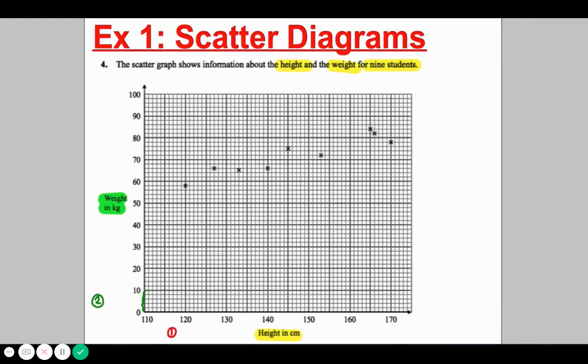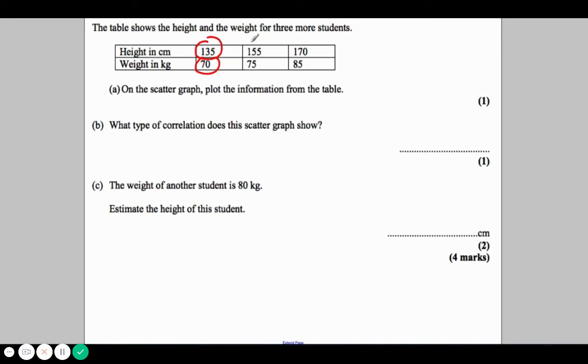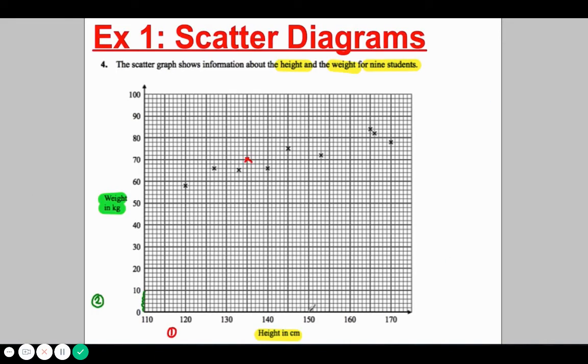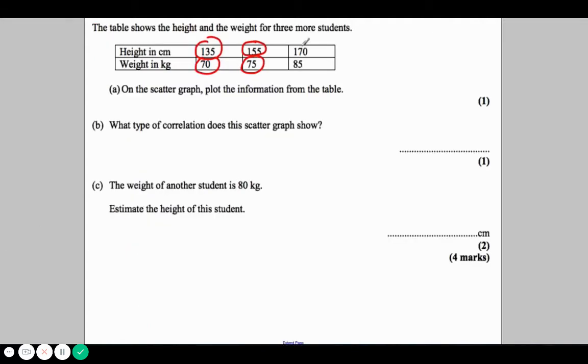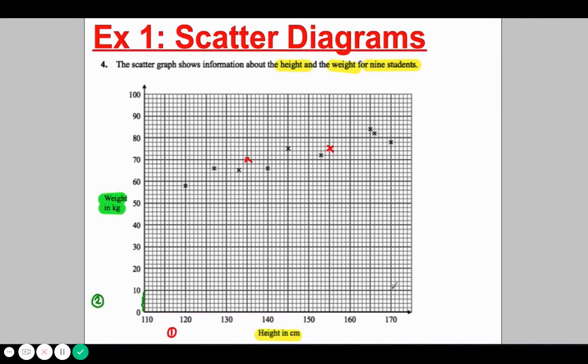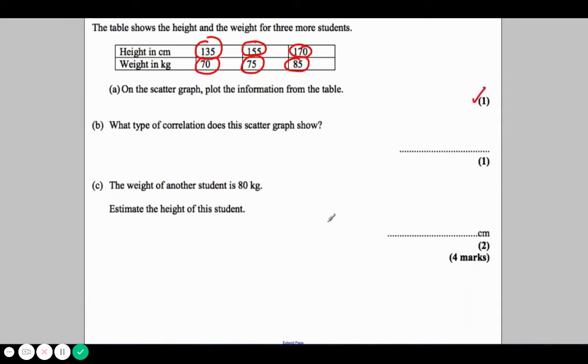Okay, the next one. 155 against 75. So go back up here, 150 and 5 against 75. Well, that was 70. So 75 is exactly halfway between 70 and 80. So it would be there. And the next one is 170 versus 85. So go back here, 170 versus 85, exactly halfway between 80 and 90 would be there. So we clearly got our 1 mark there, no problem.